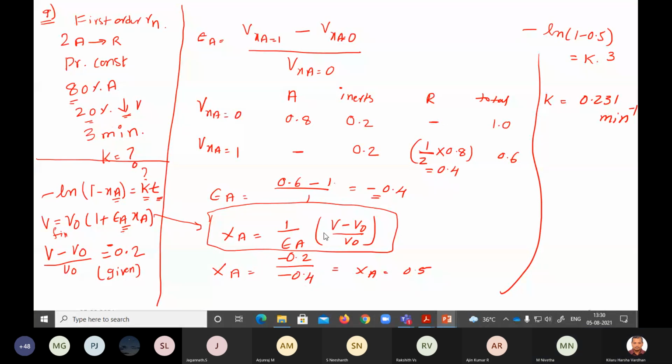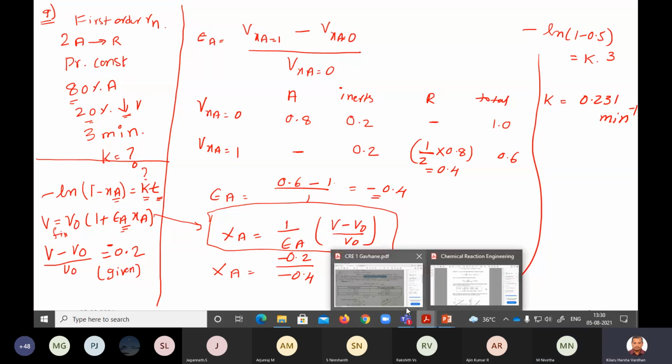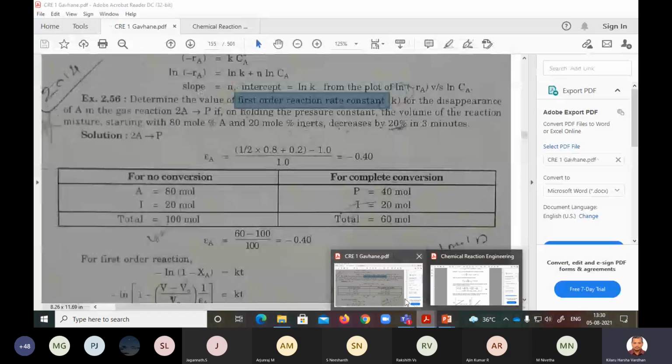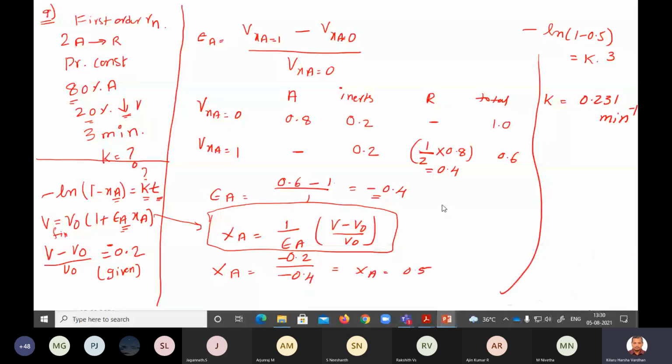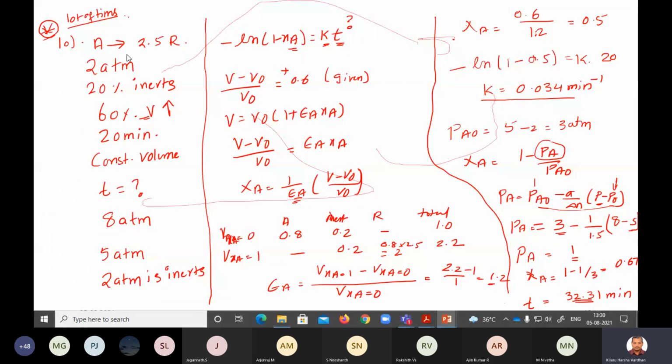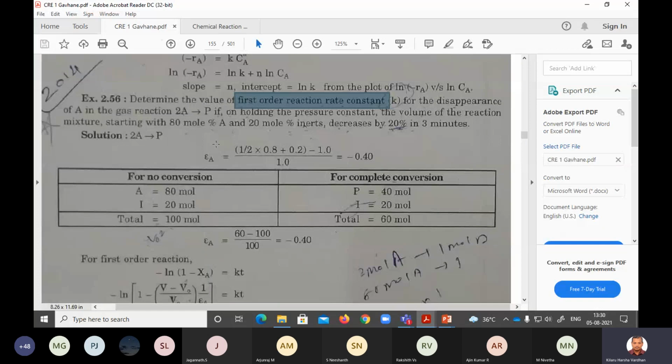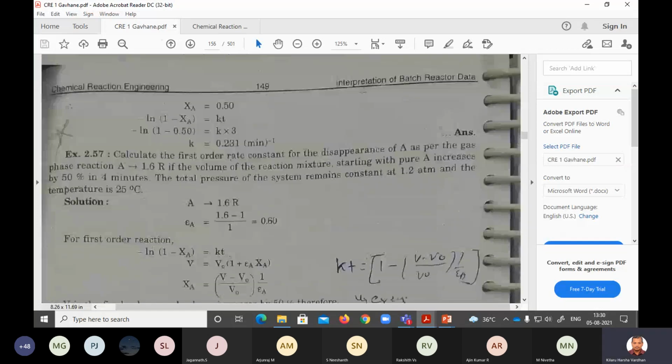No, sir. Now, can we do one more problem like this? Yes, sir. One more problem like this, which is much more difficult. One second. Let me do A gives 2.5 R. This problem, a lot of times they ask in the exams. That is why you put a star. I'll show you that problem. You can write that problem. A gives 2.5 times R.